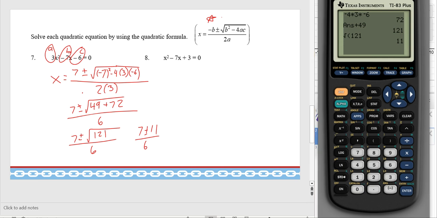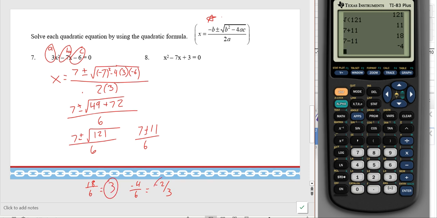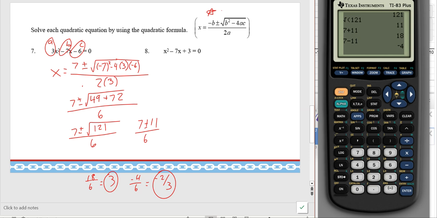So when I break that up, 7 plus 11 is 18. So I have 18 over 6. And then 7 minus 11 is -4 over 6. So my answers would be -2/3 and 3. Right? So those are my two solutions for 7. And then I'm going to do the same thing over here with 8.